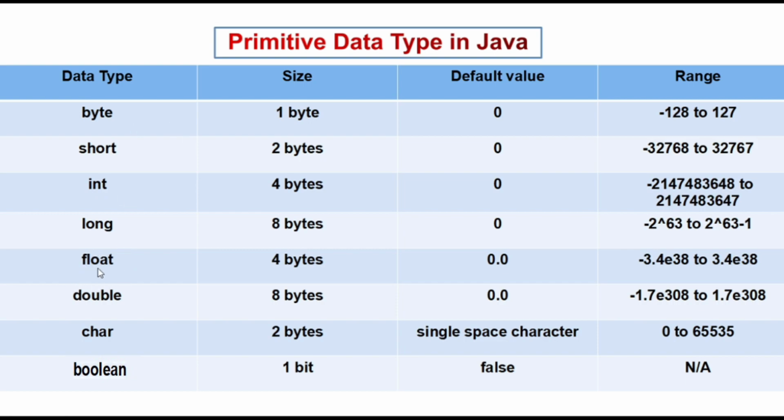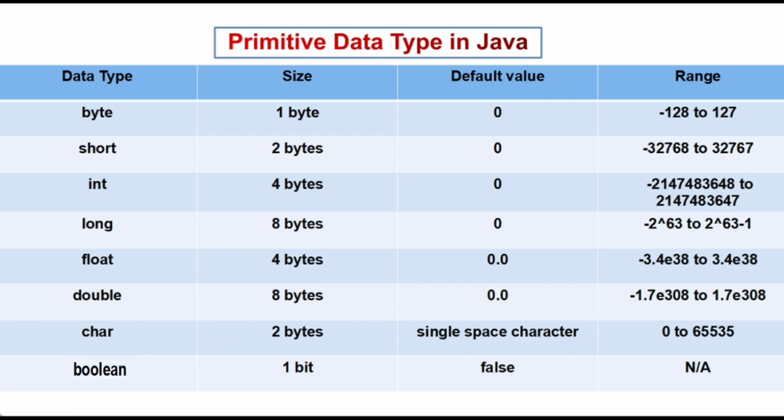Now if you want to use decimal values, then we can use float or double, right? If you use float, then it will take 4 bytes, and the default value is 0.0, and this is the range. If you are going to use double, then it will take 8 bytes, and the same default value 0.0.